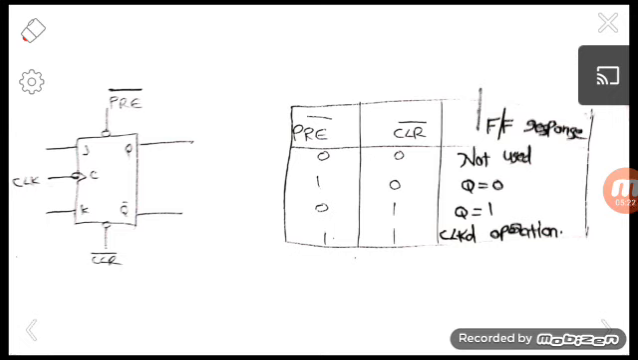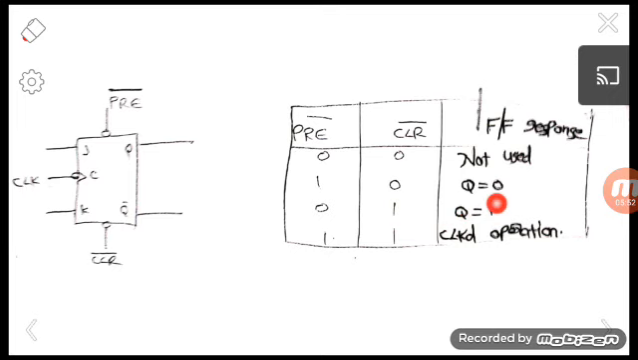When preset bar is 1 and clear bar is 0, the output of the flip-flop will be 0. I have already said that in the previous slide: if we give a low value to clear bar, the output of the flip-flop will reset, that is 0. And if preset bar is 0 and clear bar is 1, then the output of the flip-flop Q will be 1.